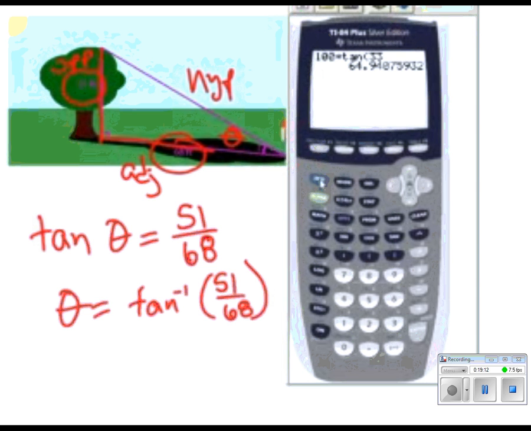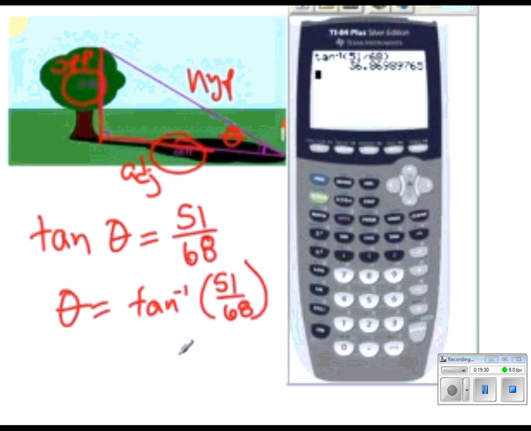So in order to do that, we go shift or second, depending on your calculator, tangent. Notice it gives us that inverse of 51 divided by 68. And if we want to, we can close and enter.